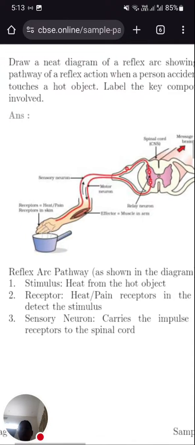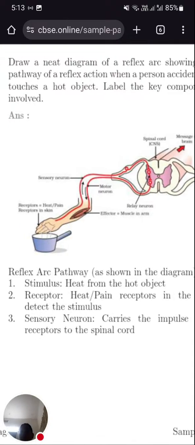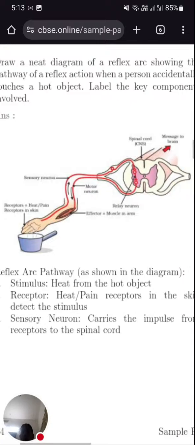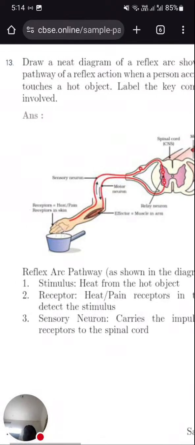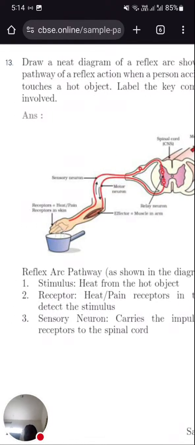The first one is the stimulus. What is your stimulus? Heat from the hot object. The receptors are receiving it. Here the pain or heat receptors in the skin detect the stimulus. Receptors are receiving the stimulus.